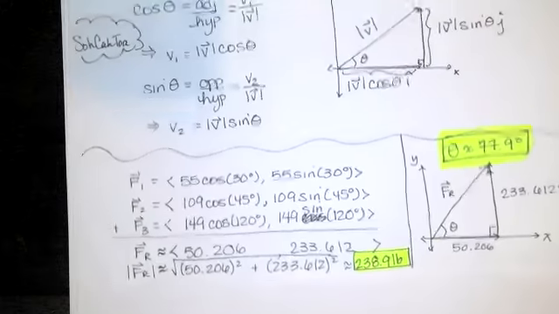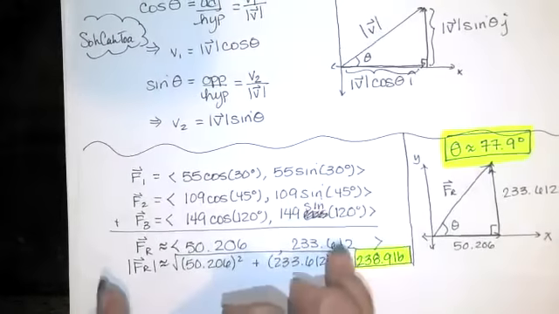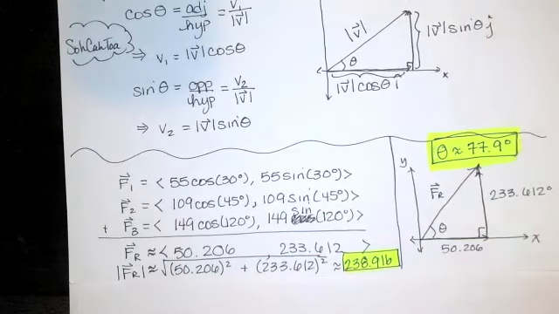Okay, so that's how we do that. Just write the forces in component form, add component by component, just find the magnitude and then use a little trig to find the angle. Let me know if you have any questions about that.